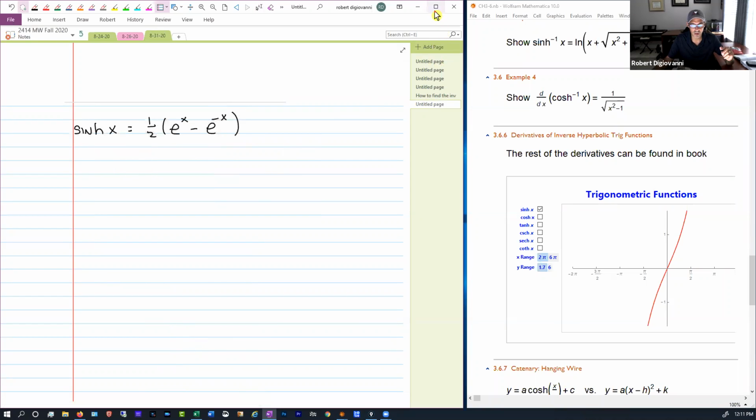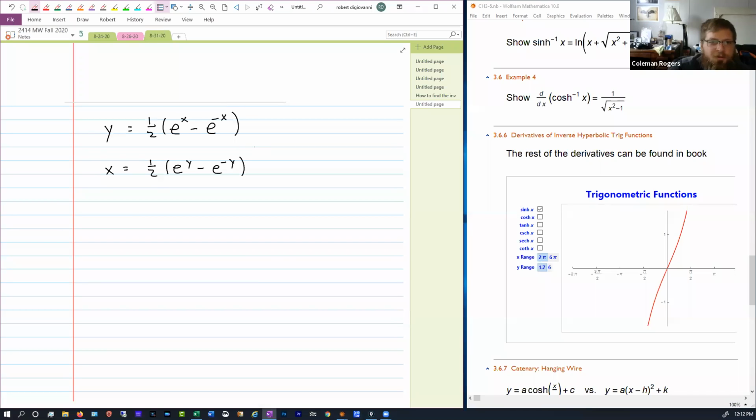And let's see if we can switch the x's and y's. So I'm going to erase this and call this y. That's our original function, our hyperbolic sine function. Now we're going to switch x and y. So I'm going to say x equals 1/2 (e to the y minus e to the negative y), and now solve for y. So any recommendations on how I could solve for y here? I need to get y by itself.